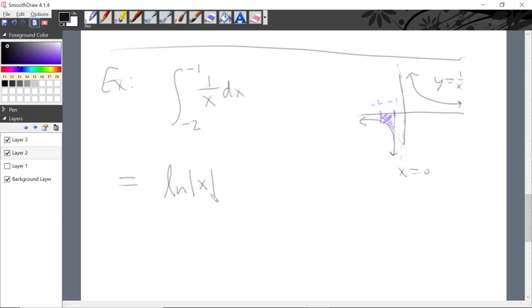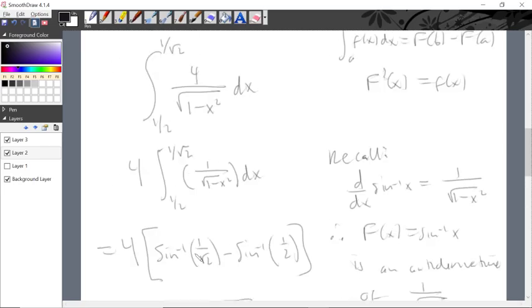It has to be the absolute value of x. If we didn't use the absolute value, we would have lost the domain here. This function must exist from -2 to -1, but the antiderivative would not exist at -2 and -1 if we did not use the absolute value. So we're evaluating the natural log of the absolute value of x from x equals -2 to x equals -1. That's the proper notation to show what we're doing here.